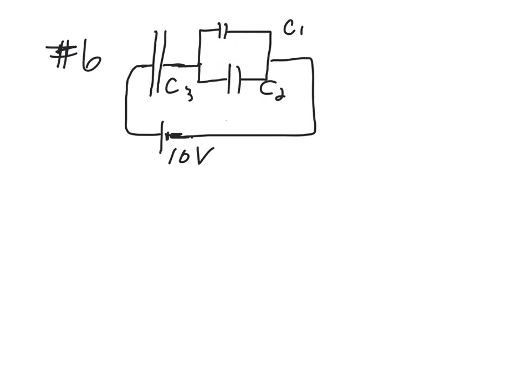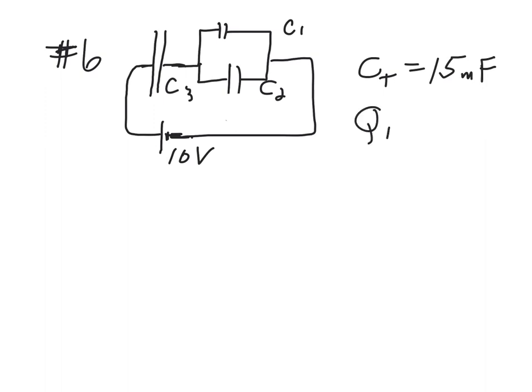So I'm going to skip fast. And a 30 and 30 in series, when you do 1 over C3 plus 1 over C12, you're going to get 15 millifarads. And so C total for all three is going to be 15 millifarads.